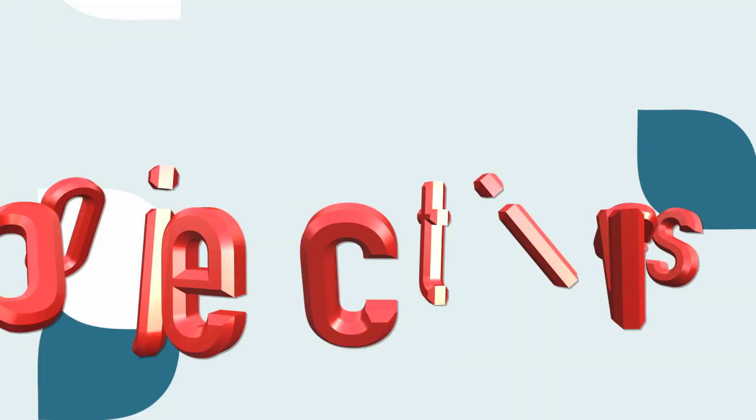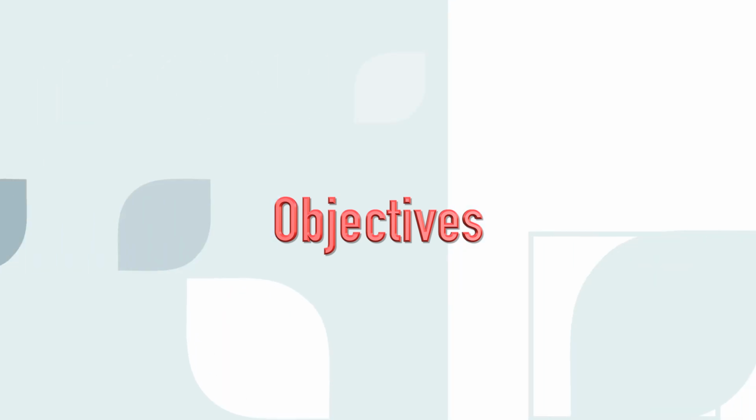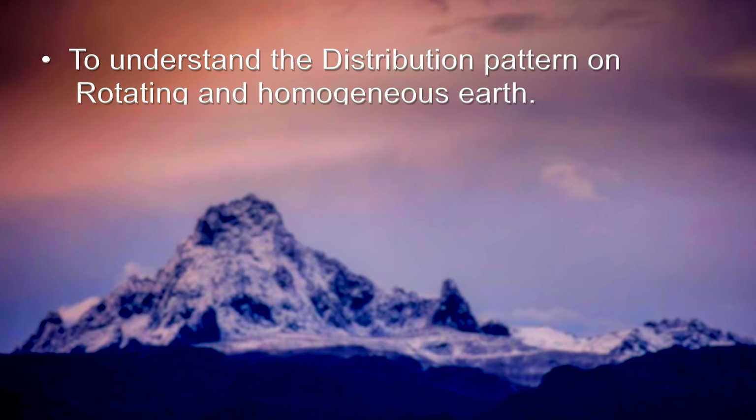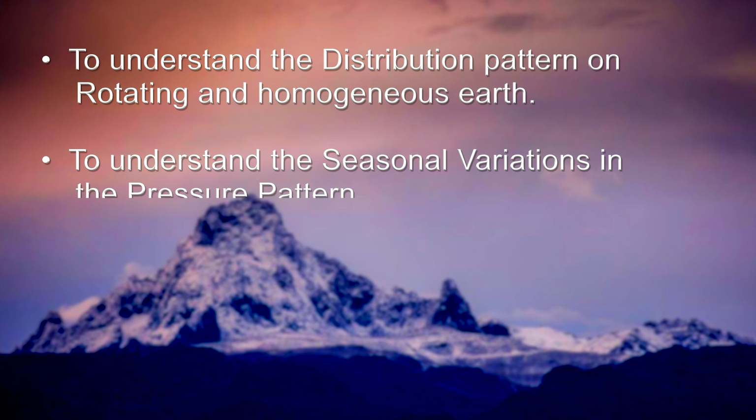Since there is a great variation in the amount of insolation received at different parts of the Earth's surface, there is a corresponding variation in the temperatures also. After going through this lesson, you would be able to understand the distribution pattern on a rotating and homogeneous Earth, and to understand the seasonal variations and the pressure patterns.